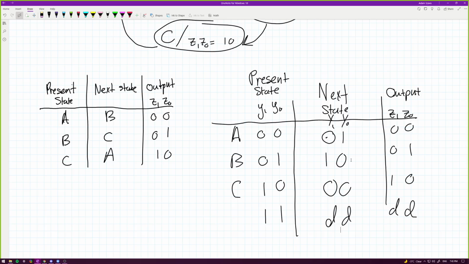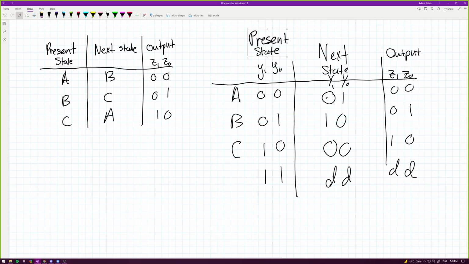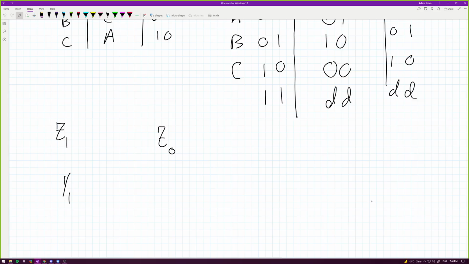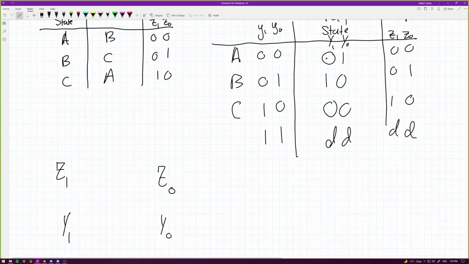Right, and we don't have any kind of state D here, so it doesn't really matter what's going on there. From here, we can derive the functions for Z1, Z0, and then Y1, Y0. That's what we need to derive.